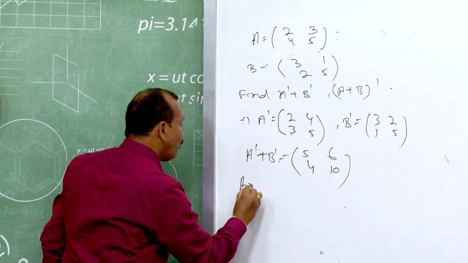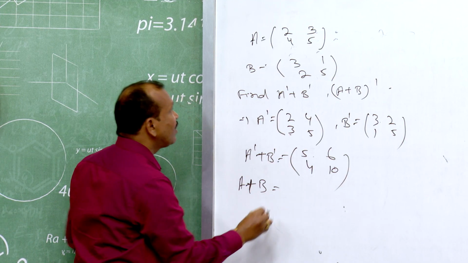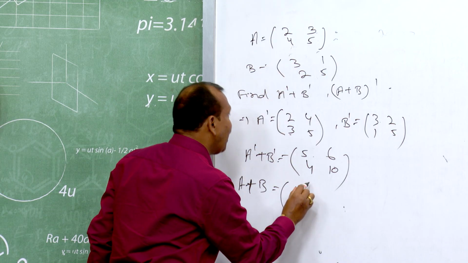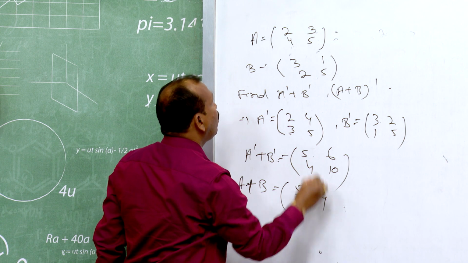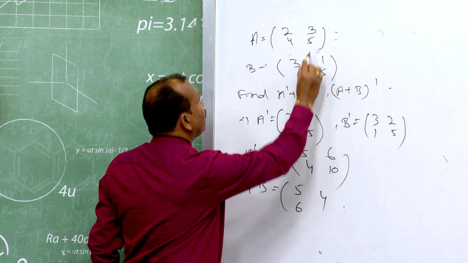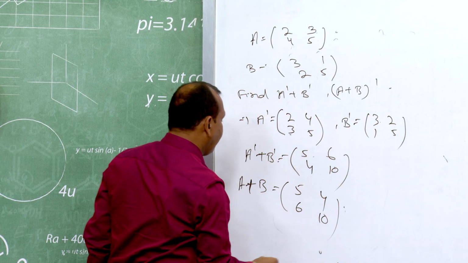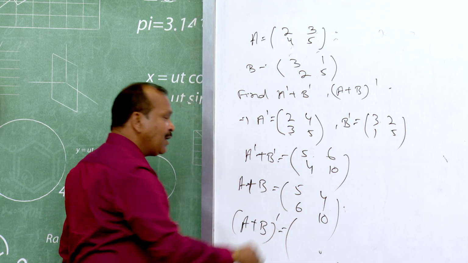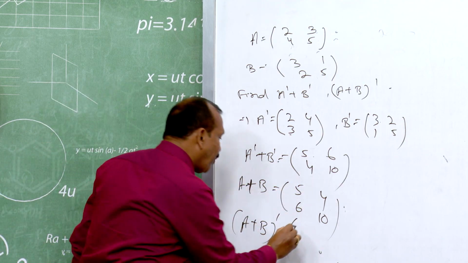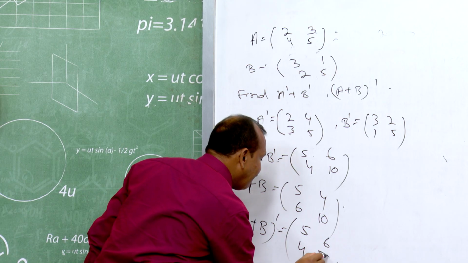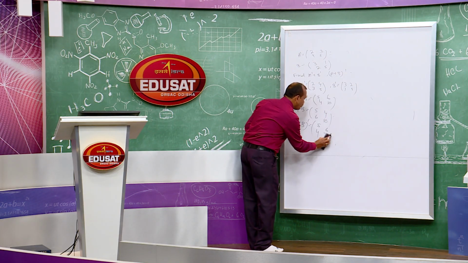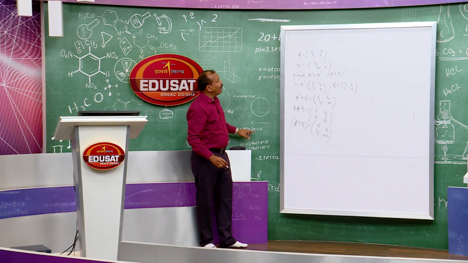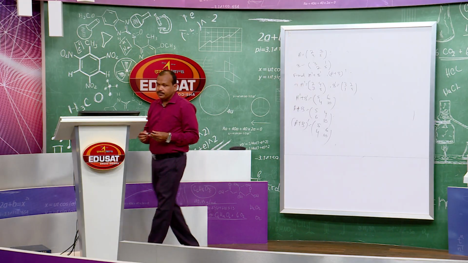A B is equal to A plus B, correspondingly adding the corresponding elements. Then 2 plus 3 is equal to 5, 3 plus 1 is equal to 4, 4 plus 2 is equal to 6, 5 plus 5 is equal to 10. Then A plus B dash becomes, now changing rows and columns, 5, 4, 6, 10. Similarly, we have A B dash, etc., we can find out easily.